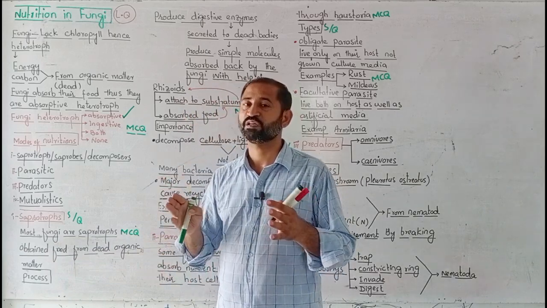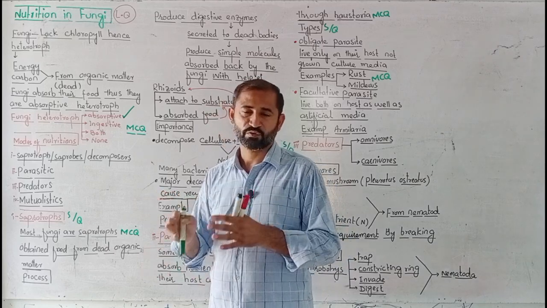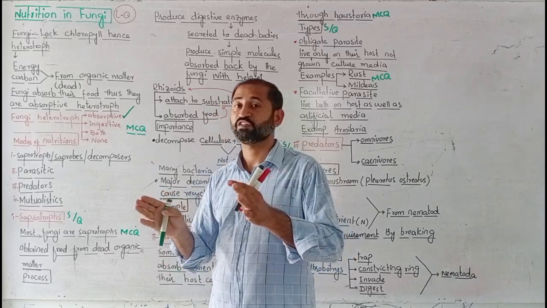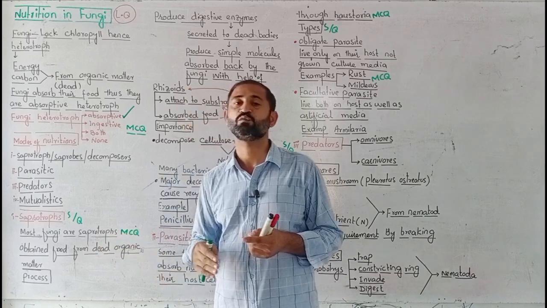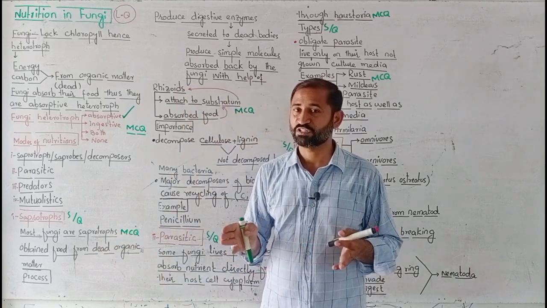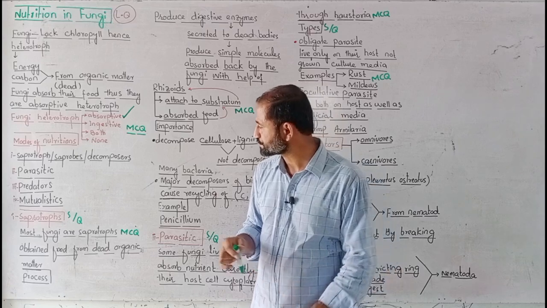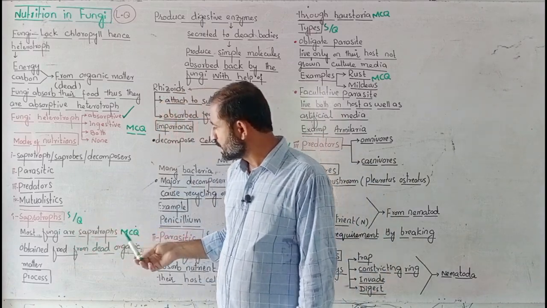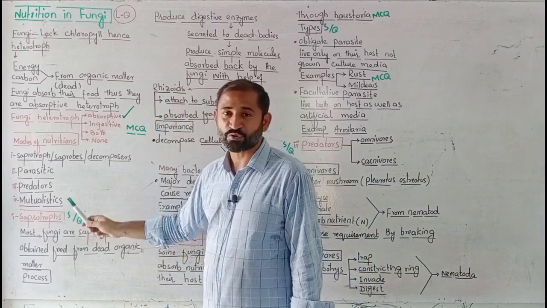Number two, we will explain parasitic mode of nutrition. In number three, we will explain predatory mode of nutrition. And number four, we will explain the mutualistic association. That one is lengthy. So first of all, the first mode of nutrition is saprotroph.